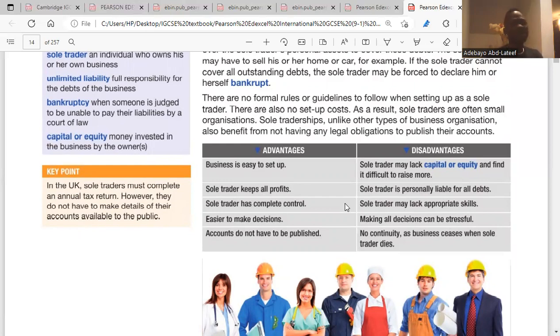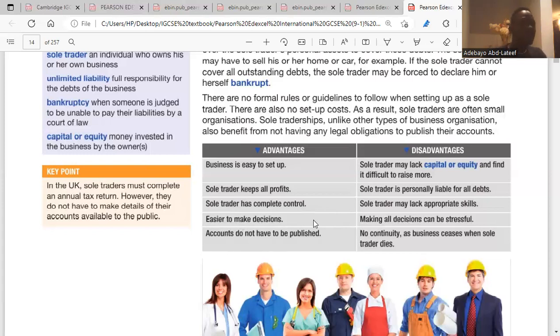Second, sole trader keeps all profits. We said a sole trader is the financial beneficiary of the business, so whatever profit a sole trader makes, all belongs to him or her. That's another advantage. The third one, a sole trader has complete control. A sole trader takes decisions regarding the business and its operations. He's the sole person that can take decisions, so he or she has the independence to take whatever decisions he or she feels has to be taken.